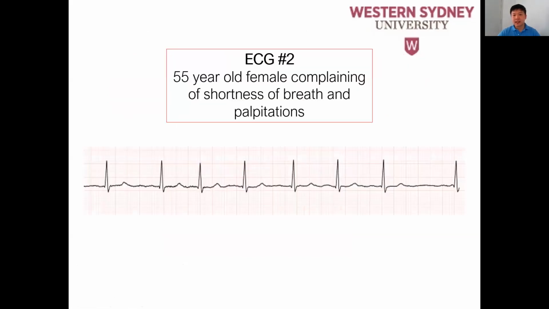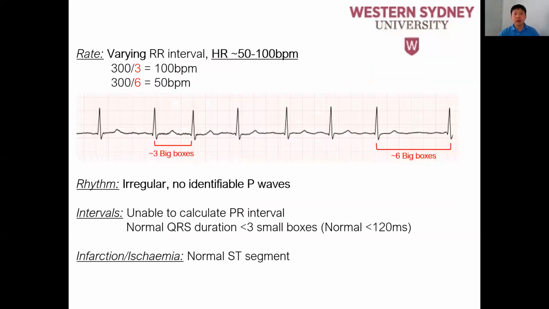So this is a second example. This is a 55-year-old female complaining of shortness of breath and palpitations. As you can see straight away, before any steps in the interpretation, the rhythm is irregular and not as regular as the one before, but we still need to go through the different steps so we don't miss anything. So what is the rate?